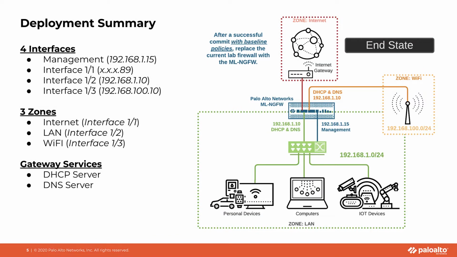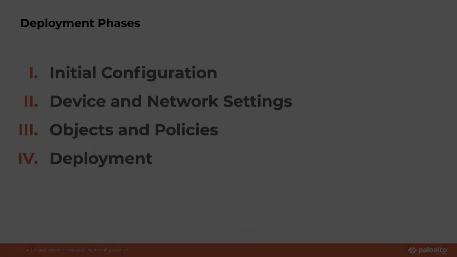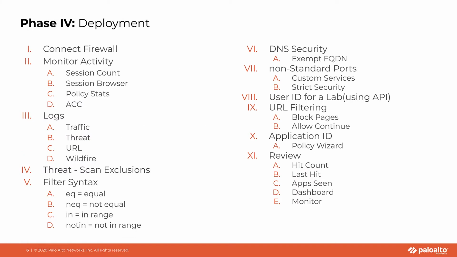At this point in the lab, you need to have completed all the tasks in Phase 3. Your firewall should be deployed in line with 3 zones: Internet, LAN, and Wi-Fi. The next-gen firewall should be configured for automatic content updates and a baseline set of policies. The final phase is deployment.